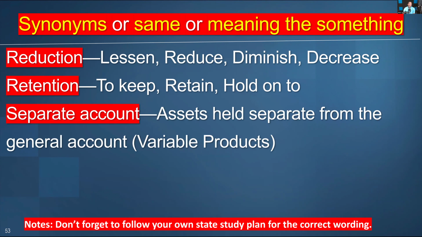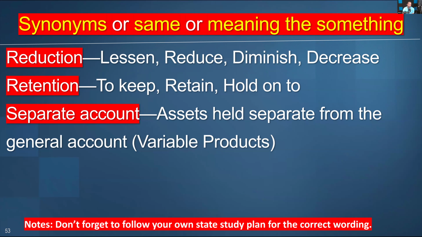Separate account. Did I say we are going to talk about separate account? There's a general account, and also there's a separate account. The separate account is where the assets are held in a form of anything that's variable. So if you have a variable life insurance, you do have a separate account. This is where the investment goes, because part of it is investment, part of it is insurance. If you have a variable annuity, there is also a separate account. So that's assets held separate from the general account. They're not in the same account.